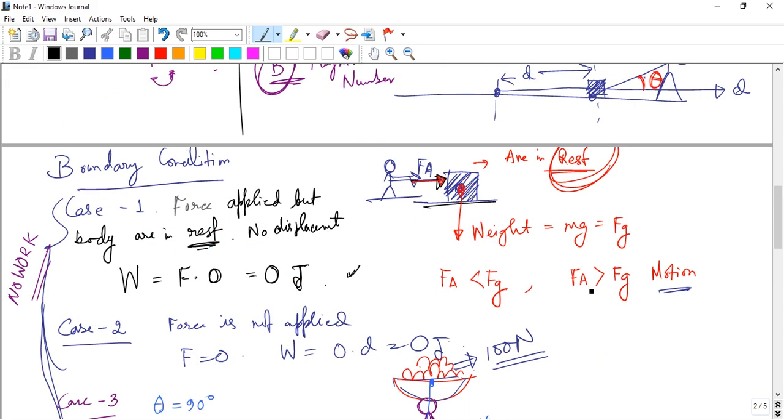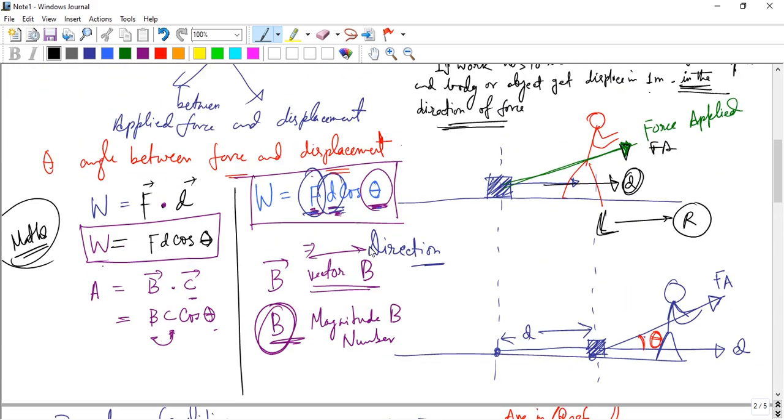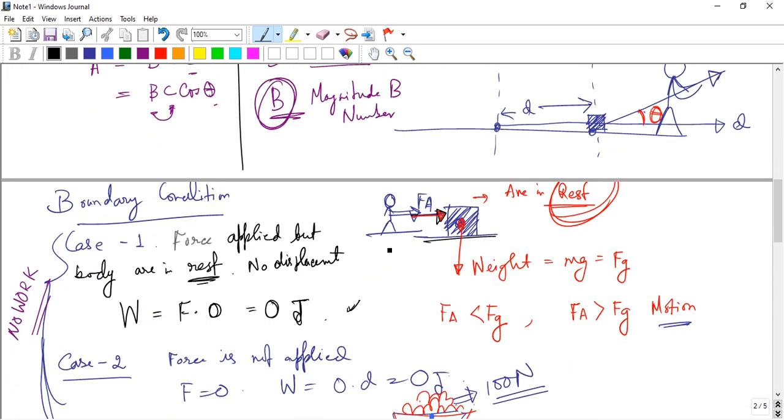So that is the basic concept of work done. In the next class we will discuss some special cases, variable work done, the energy related to work done, the unit of work done and power, and the difference between kinetic energy, potential energy and work done. So we complete the lecture here. If you have any doubt, put it in the comment section. Thank you.